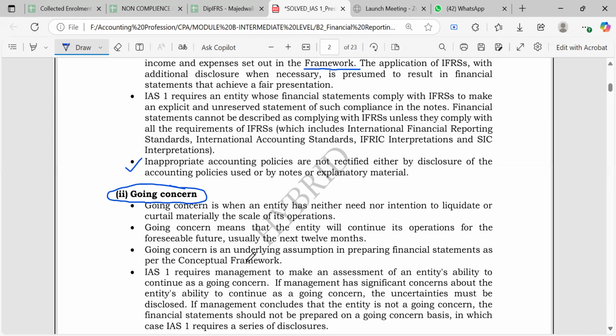You get this point? The entity will continue to operate for the foreseeable future. Maybe that's why you say these assets are current, these assets are non-current, these liabilities are current, these are non-current. It means you still expect them to work.